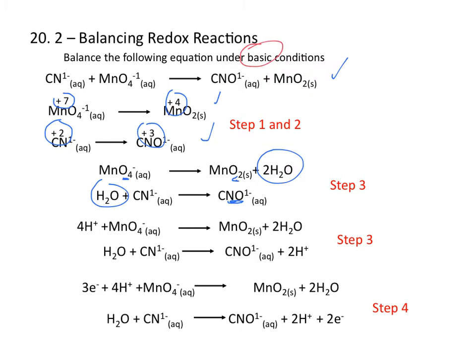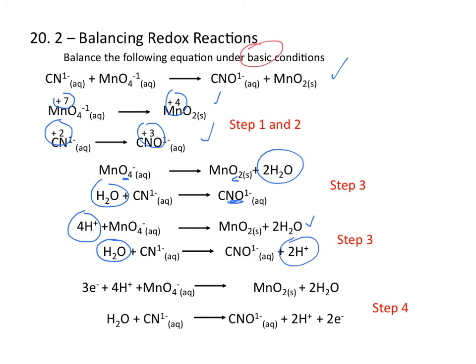Then continuing with step 3, we're going to now counterbalance the hydrogens present. We added 2 H2Os here, so now we have 4 H2Os. So we need to add 4 H pluses on the left-hand side. Similarly, we added 1 H2O on the left-hand side here. That gives us 2 H's on the left, so now we need to put 2 H's on the right.